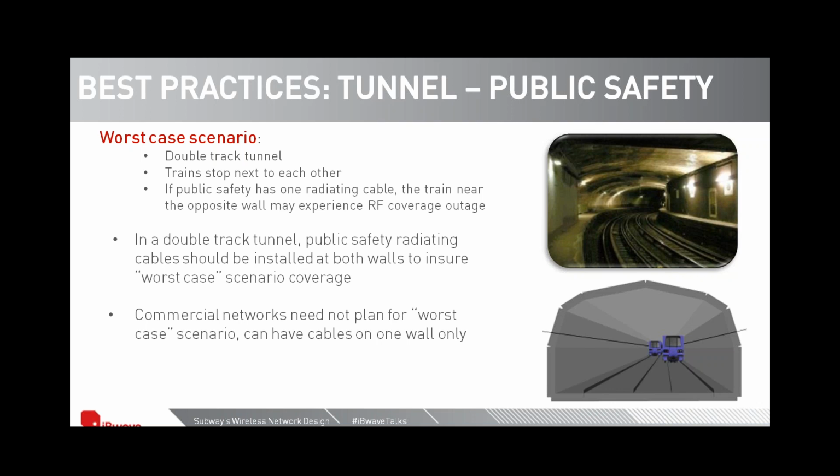And I have shown you a picture of how it looks when it is modeled in our tool, iBwave Design. You see two trains, tracks on the bottom, and one radiating cable on each side. So that would actually provide you a public safety signal at both trains. Commercial networks need not plan for the worst case scenario. They can have cables on one wall only.